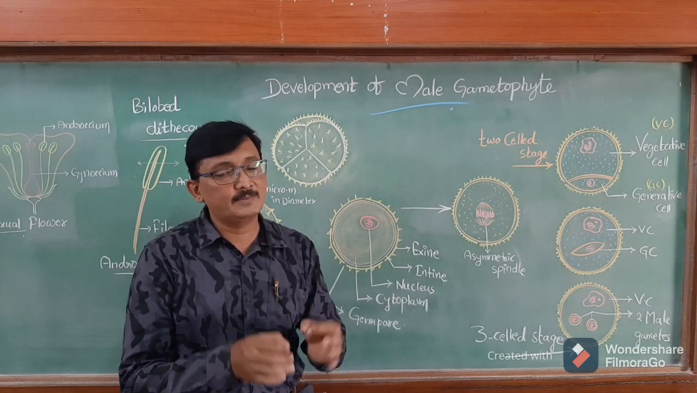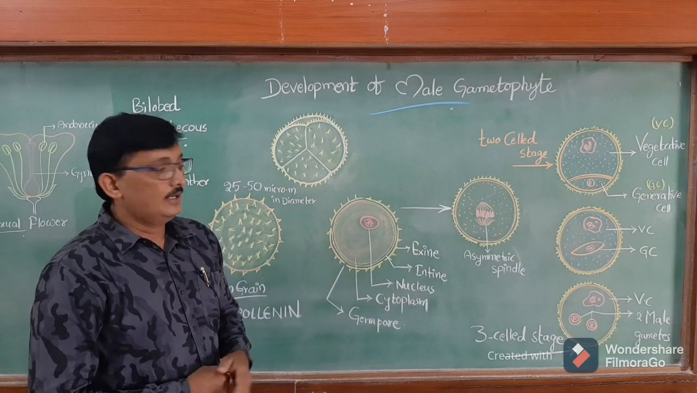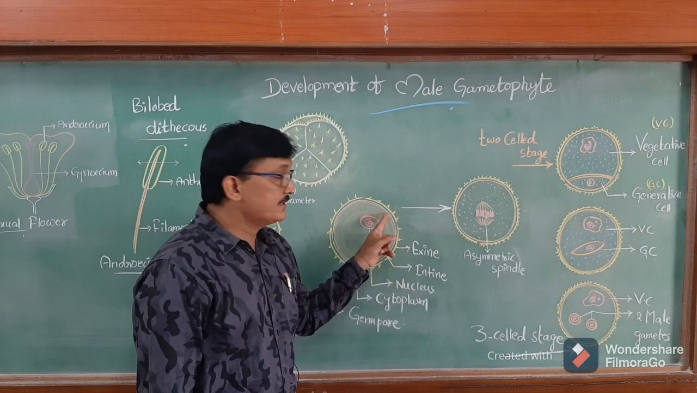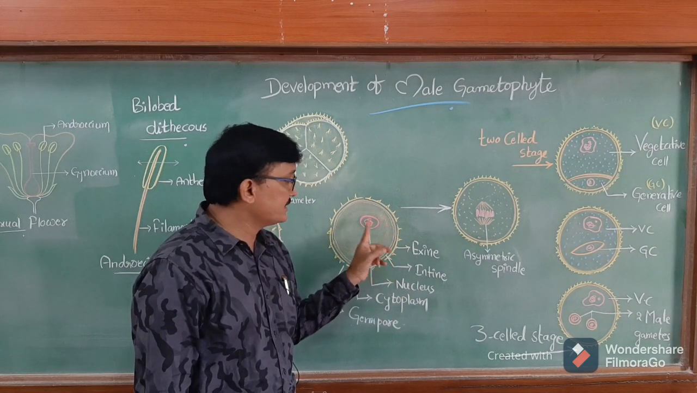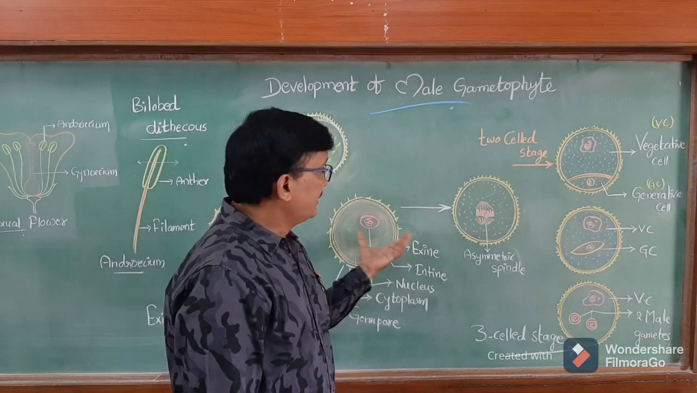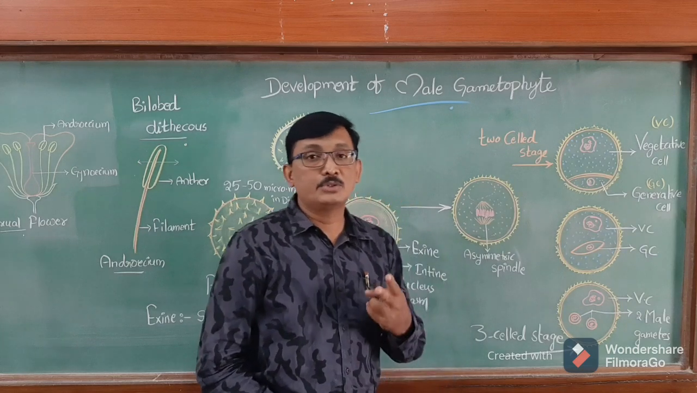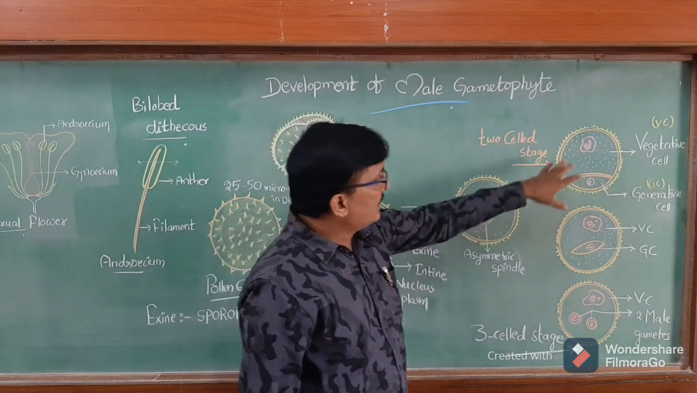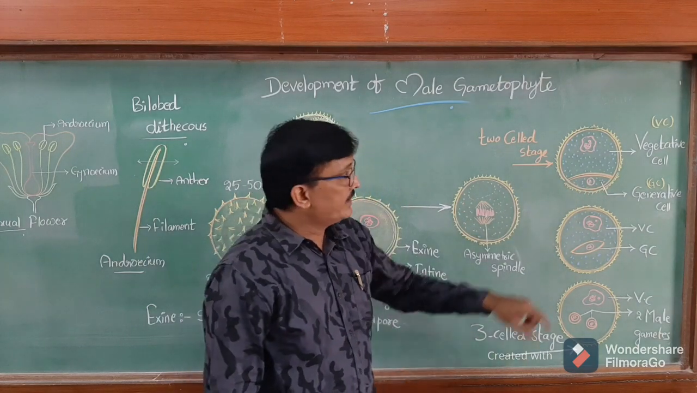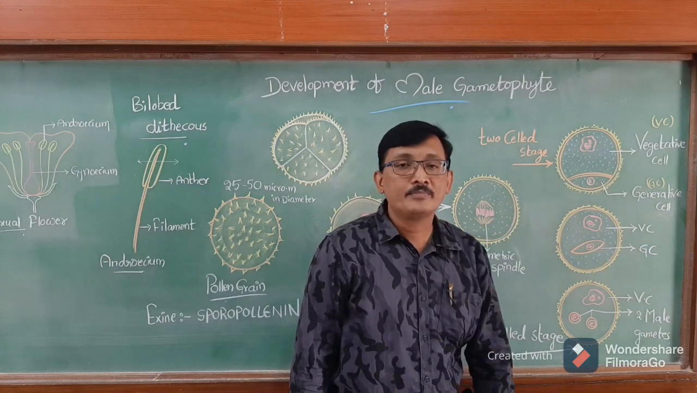Pollen grain is the first step of gametophytic stage, and it is haploid in condition. And pollen grain is covered with exine and intine, and inside you can see some plasma membrane, cytoplasm and nucleus, haploid nucleus. Now this pollen grain undergoes mitotic division, and it forms two cells, one is a larger cell and another one is a smaller cell. Larger cell is known as a vegetative cell and smaller one is known as a generative cell.